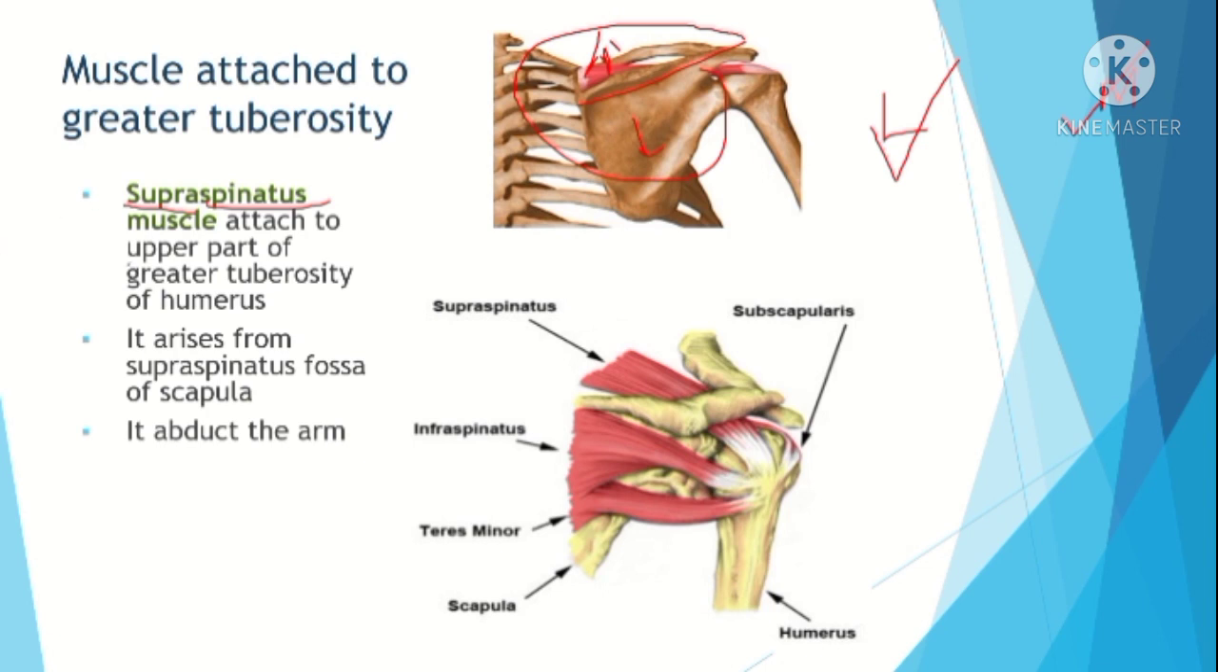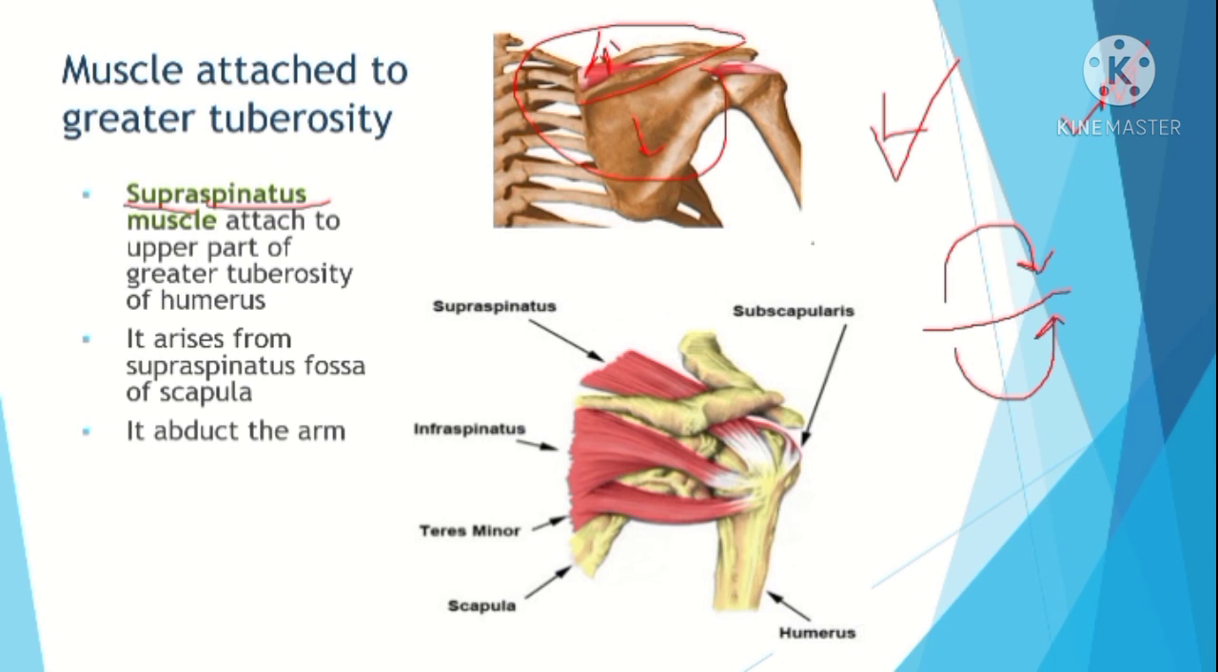So supraspinatus is attached to the upper part of the greater tuberosity of the humerus. As I always said, this is the upper part. Which muscle? The upper part. This is the infraspinatus and this is the teres minor muscle. So the supraspinatus muscle is attached to the upper part of the greater tuberosity of the humerus, and where does it arise? It arises from the fossa.